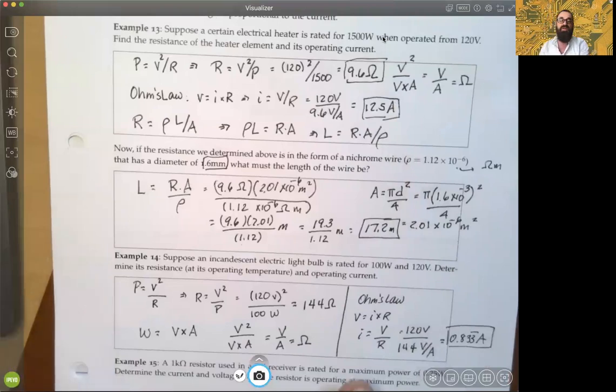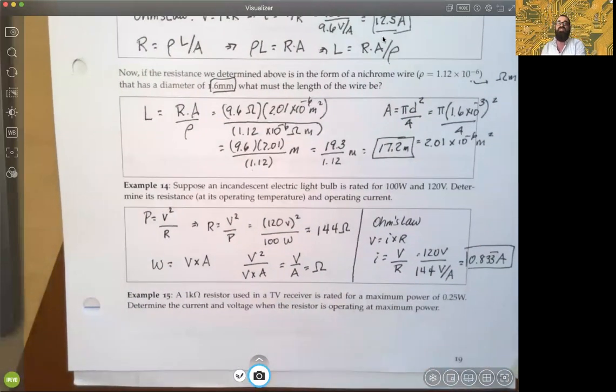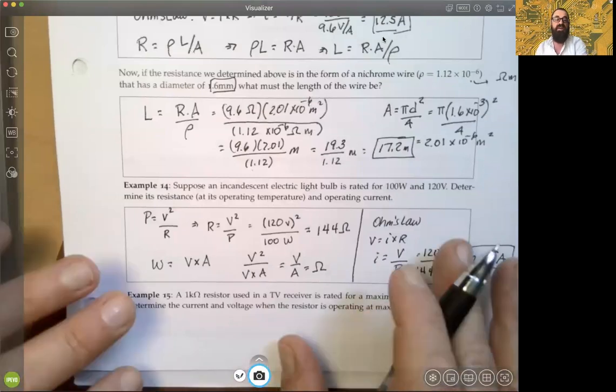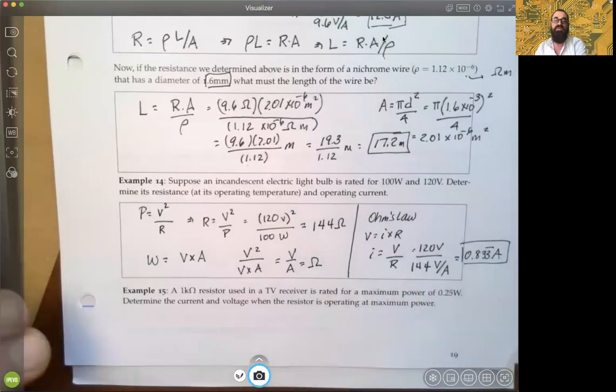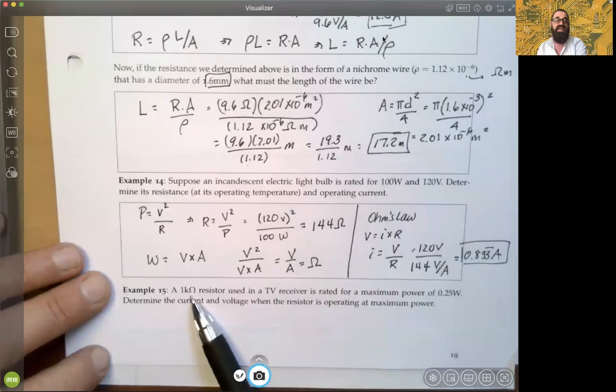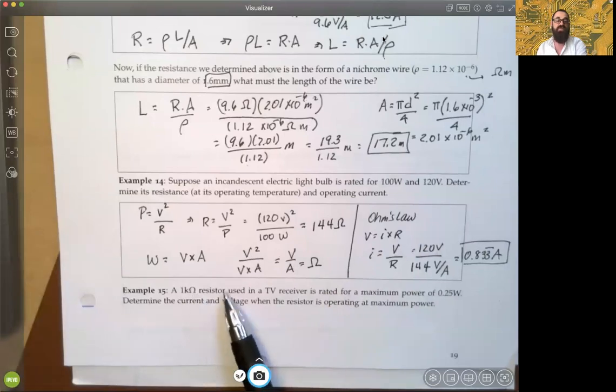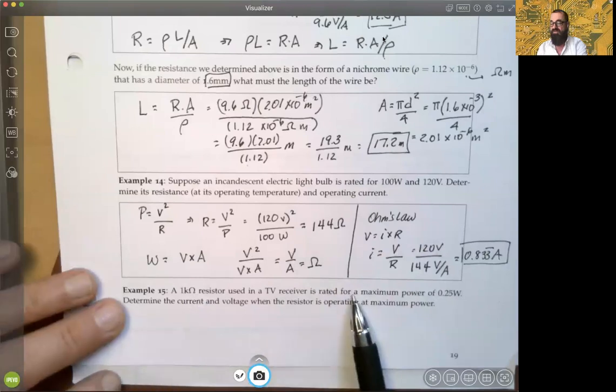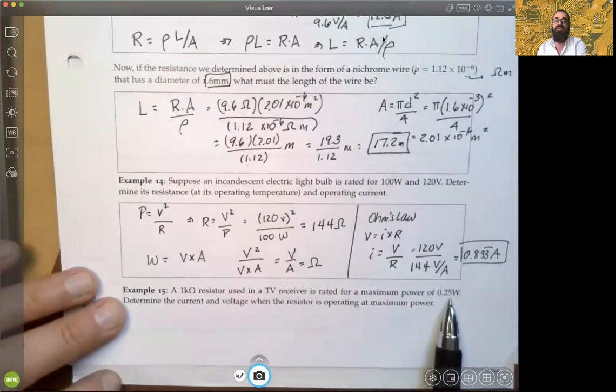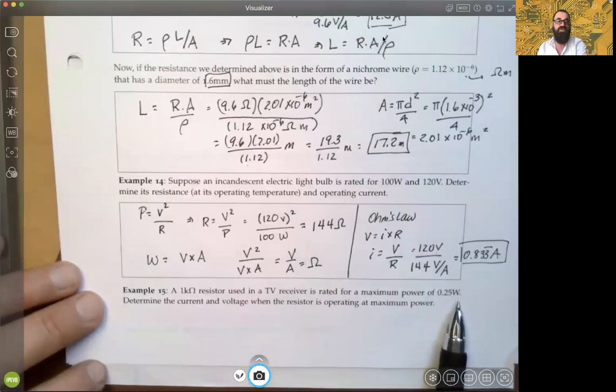And let's do one more example, pushing up resistance even higher, okay? And this is an example in a TV receiver. Suppose we have 1K, so that's 1,000 ohm resistance used in a TV receiver, and the power rating is very low, a quarter of a watt, 0.25 watt.